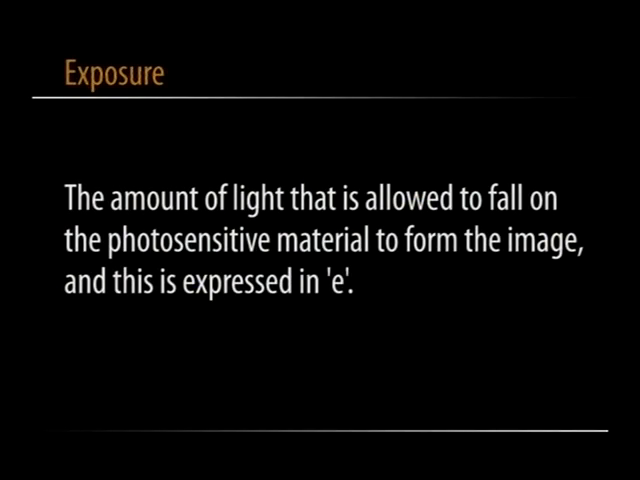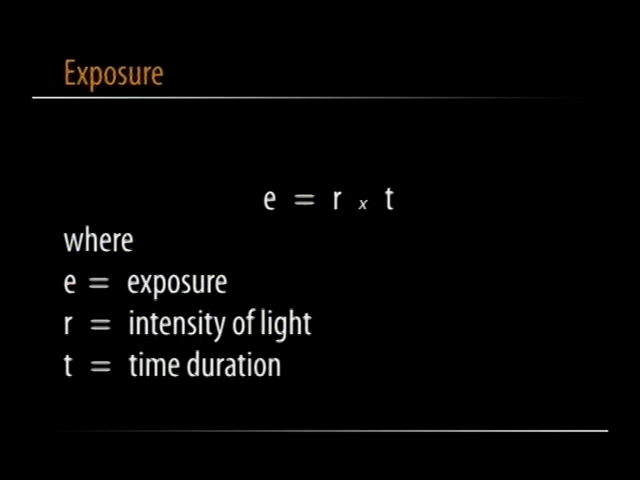The aperture and the shutter are the two controls which control the exposure. Exposure means the amount of light allowed to fall on the photosensitive material to form the image, and this is expressed in E, with the formula E equals I into T. I is the intensity of the light and T is the time duration for which the light is allowed to fall on the photosensitive material.